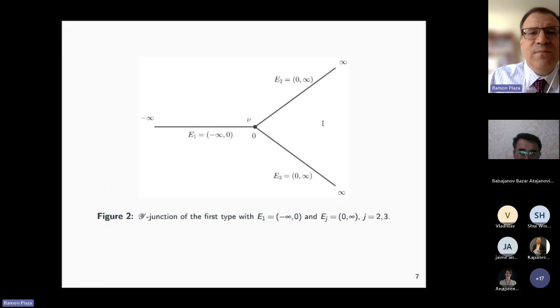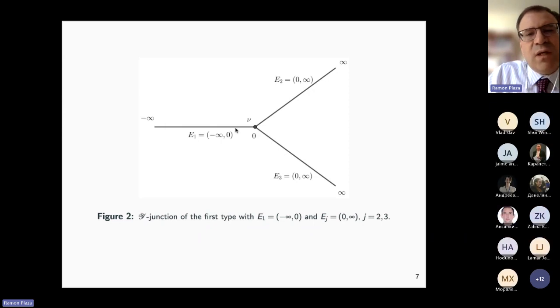This is a picture of this Y-junction of type 1. As I mentioned, these are not manifolds. The only coupling is via the vertex. So you don't care about the angles here. You only need to pose the equation on these graphs, and then specify boundary conditions at the vertex.